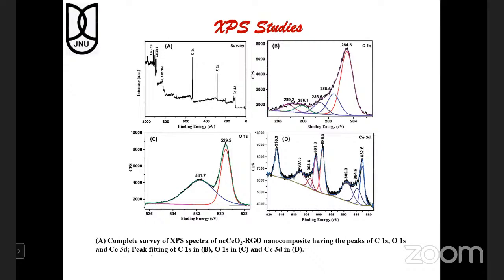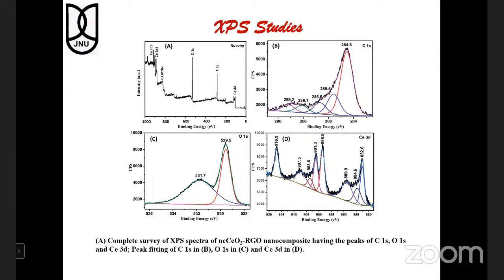So XPS we also did to confirm the molecular binding of these molecules, and the corresponding peaks for cerium, oxygen, and carbon are visible in the different spectra. Like you can see here, A is a complete survey of the composite material, and the second is the deconvoluted data, and the peak corresponding to carbon is present at the binding energy of 284 to 290.